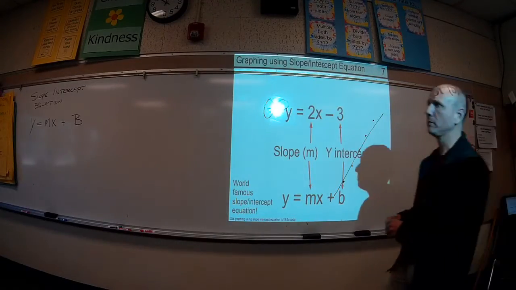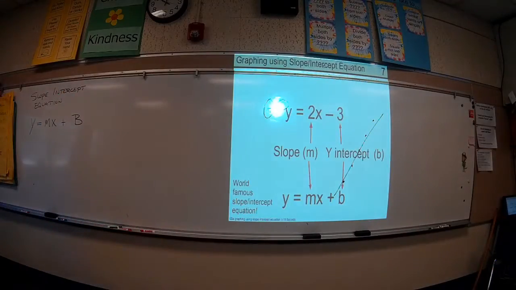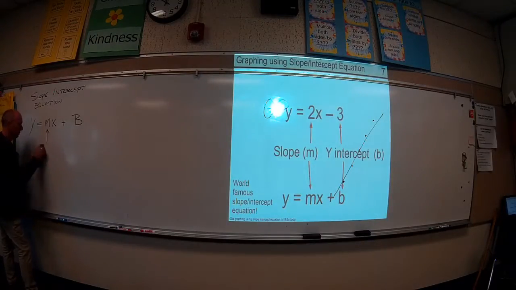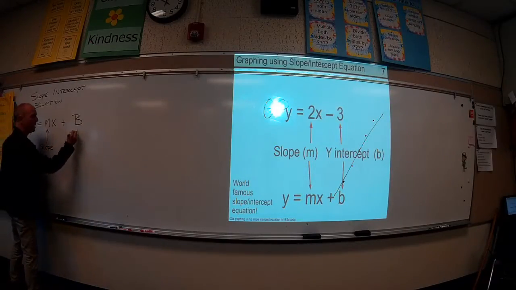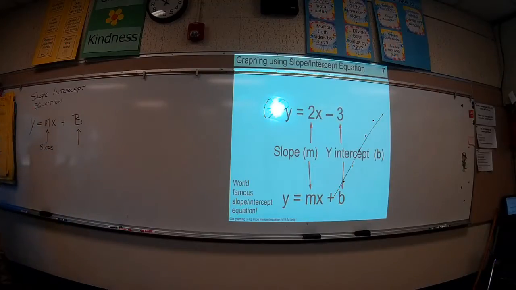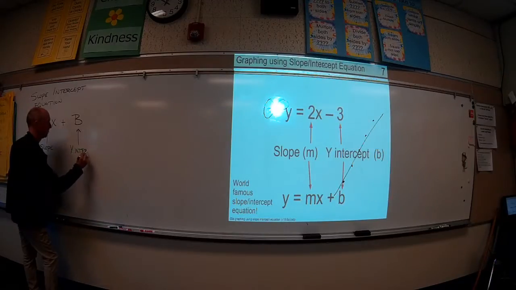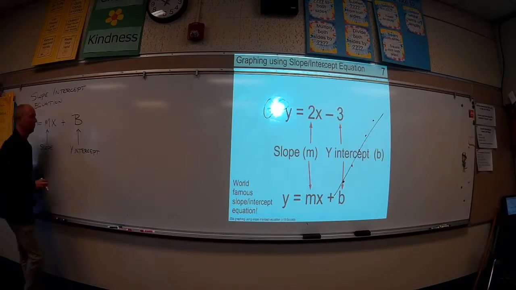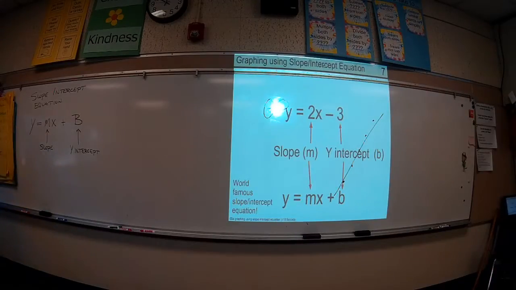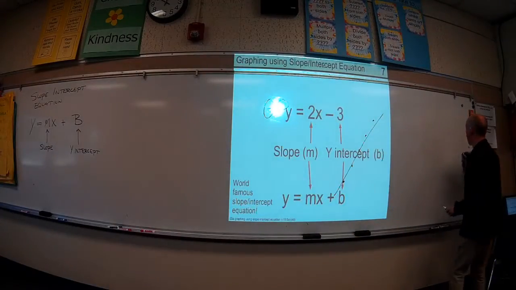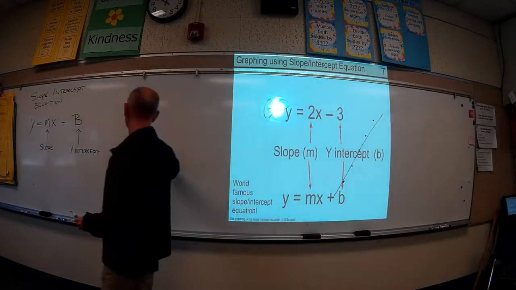Another one. Okay. Here's what it means. The m is the slope, and the b is the y-intercept. M is the slope, b is the y-intercept. In a moment, I'm going to introduce you to Liam the leprechaun.